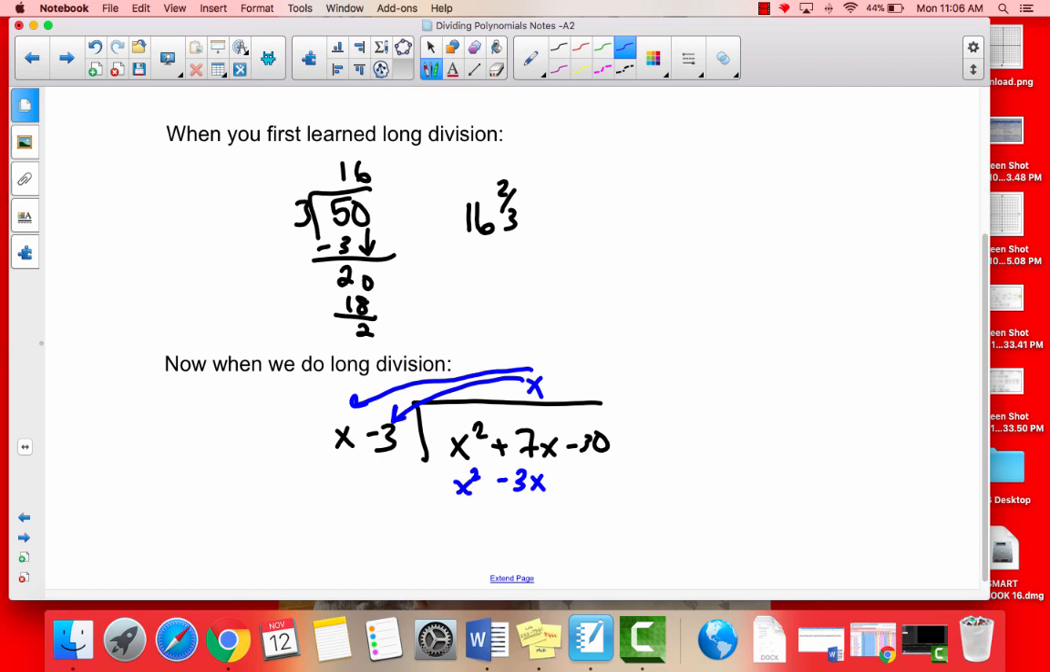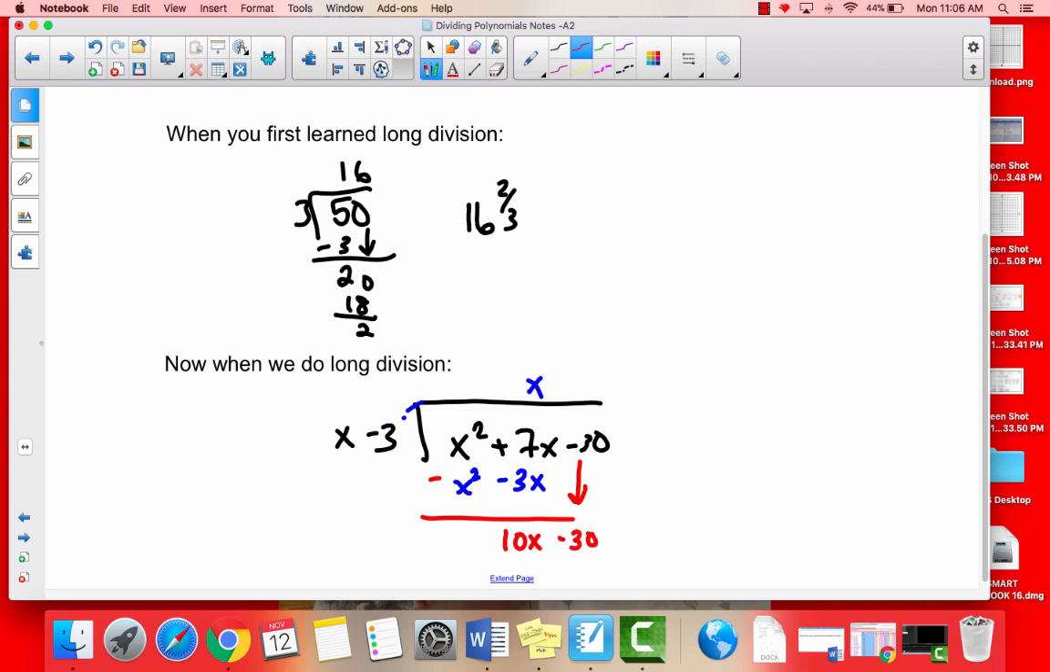Notice that when I distribute this, I should have the first terms matching. I have an x squared and I have an x squared. If they don't match, that means you're multiplying by the wrong thing on the top. So now I'm going to go ahead and subtract. When I subtract those, x squared minus x squared cancels. 7x minus negative 3x becomes a positive 10x. And then I can bring my last term down.